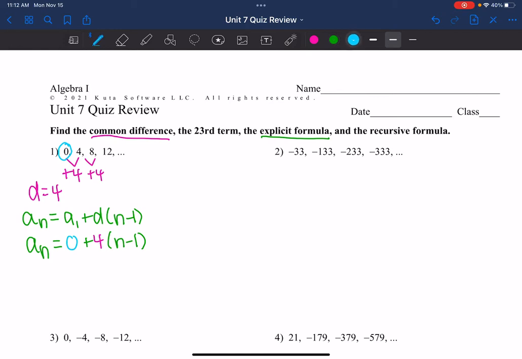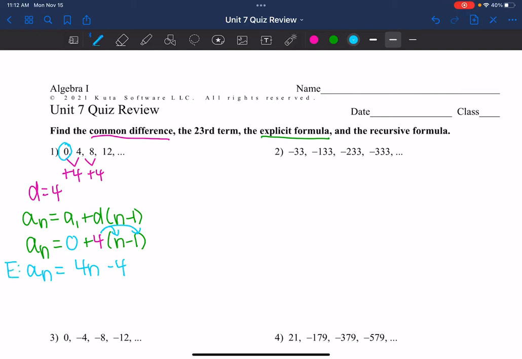And I can go ahead and simplify this as well. So if I simplify, that means I'm going to distribute my 4 to the n and the negative 1. So I have a sub n equals 4n minus 4. So that's my simplified explicit formula.